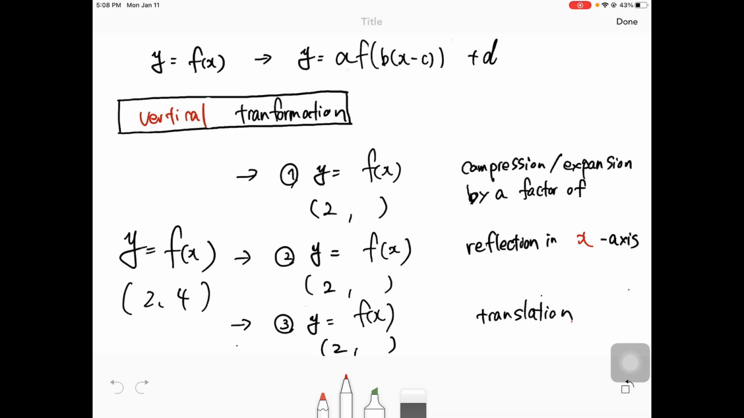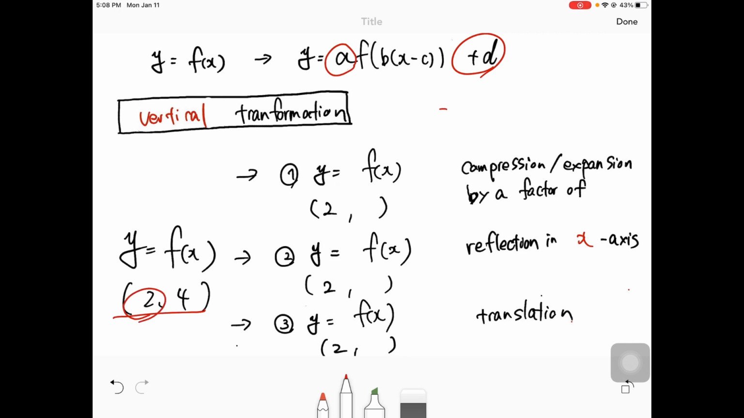Okay, next, let's work on vertical transformation. Any changes made to outside of f of x, here, these relate to vertical transformation. I give you the same example as horizontal transformation. Let me put y equal f of x here, which has the point 2 comma 4. Then I transform f of x into 3 kinds of functions. Then I also want to see the point of f of x, how this point is going to be shifted or changed. Okay? And this is vertical transformation.